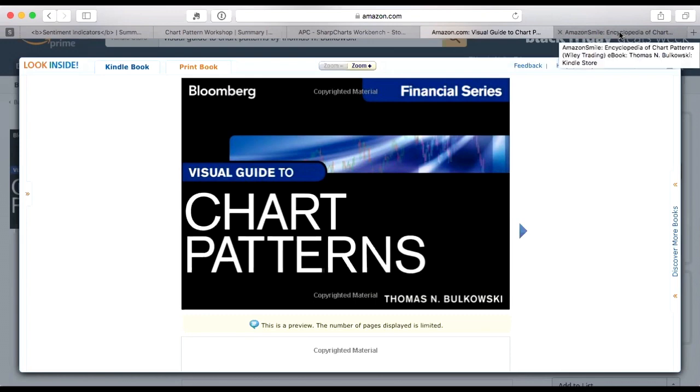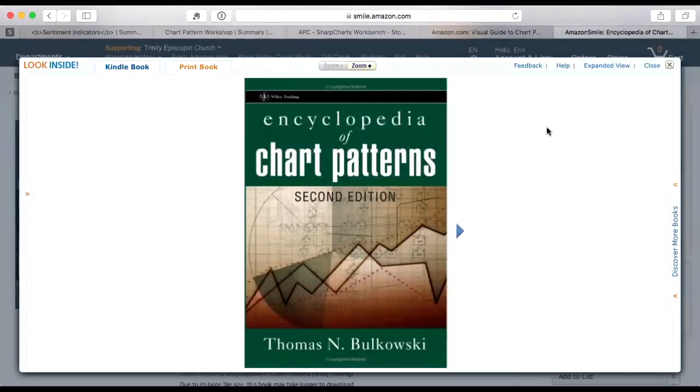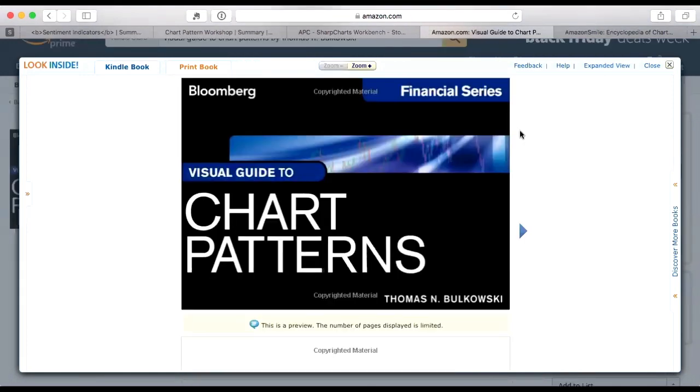Additionally, if you're really into chart patterns, kind of like I am, you can get the Encyclopedia of Chart Patterns. And this is like the Bible of chart patterns. It's a huge book. It's a little harder to read, but he's actually done some testing on some of the chart patterns and gives you some percentages of how many times they will actually execute the way they're supposed to. So I'd highly recommend both of these books. I think the Visual Guide to Chart Patterns is currently out of stock in the StockCharts bookstore, but of course you can find pretty much everything online at your favorite retailer for books.